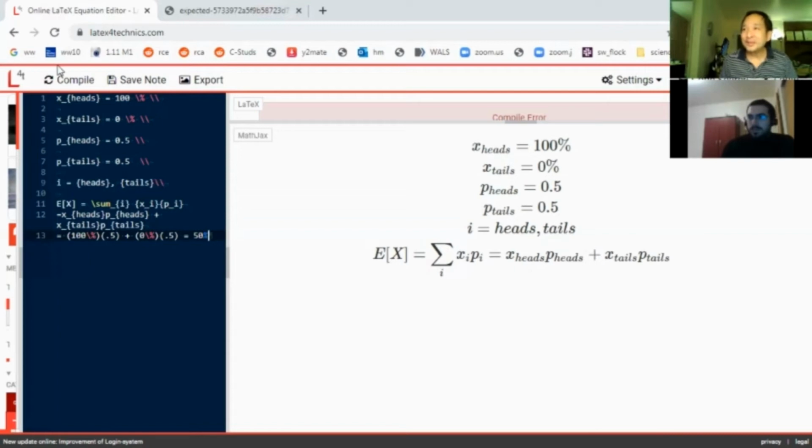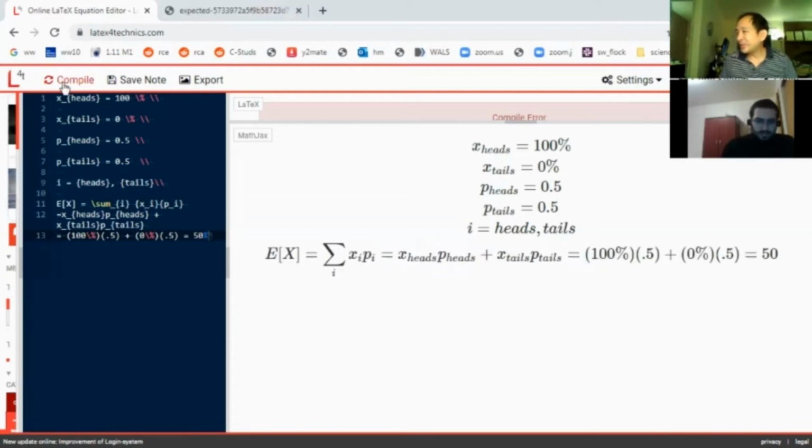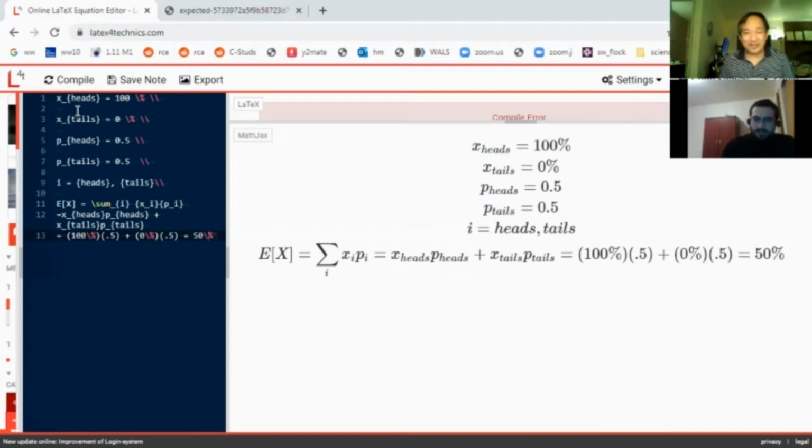So if we did this right, after all that, oh, I need to put a correction symbol here. So that's a lot of formality to get the expected value of 50%. But you could see that one could extend the idea to any number of situations.